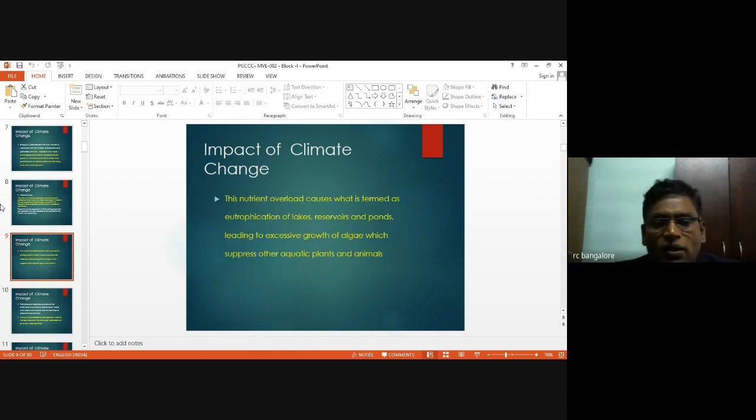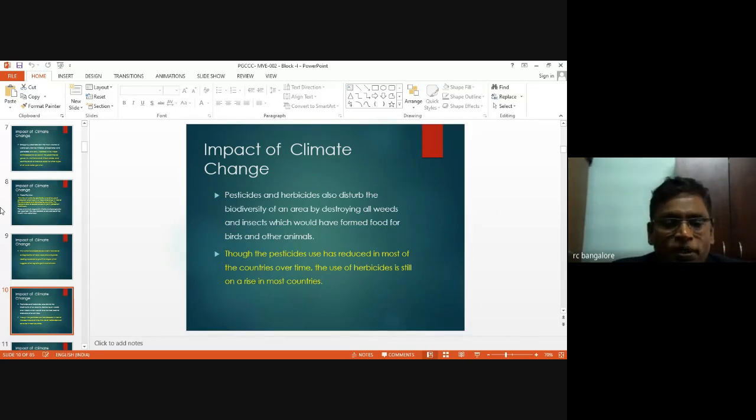So this nutrient overload causes what is termed as eutrophication of lakes, reservoirs, and ponds, leading to the excessive growth of algae, which suppresses the other aquatic plants and animals. See, the word eutrophication means there is an enrichment or accumulation of these nutrients, because these fertilizers are washed away and end up in water bodies like lakes, reservoirs or ponds, where the unwanted algae grow more, and this algal growth impacts the other organisms present there, and suppresses the growth of other aquatic plants and animals.